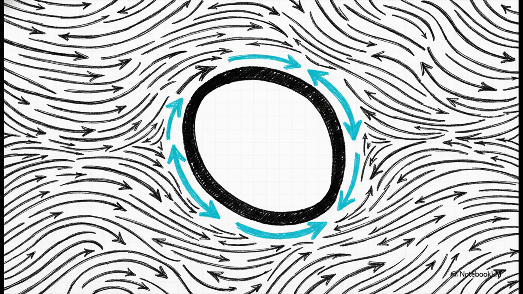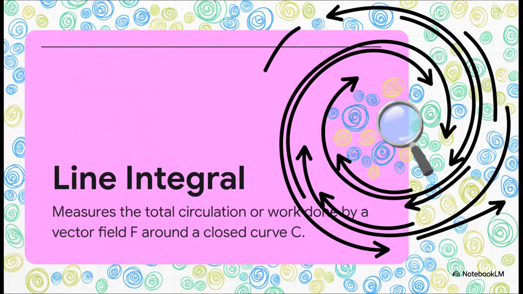What we want to know is, what's the total effect of that field as it pushes along our loop? Well, there's a mathematical tool for that, and it's called a line integral. It sounds complicated, but it's really just asking a pretty simple question. As we walk all the way around this closed loop, how much is the field helping us move forward versus how much is it pushing back against us? We just add up that push or pull at every single tiny step. The final number we get is the total circulation. That's our big macroscopic swirl.